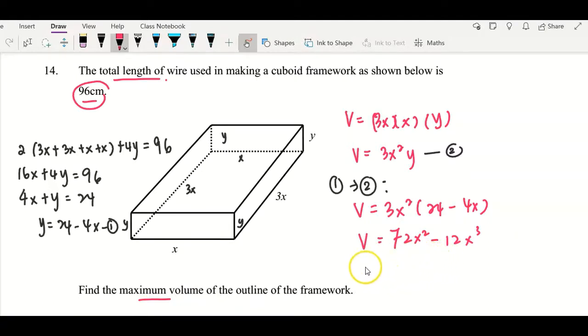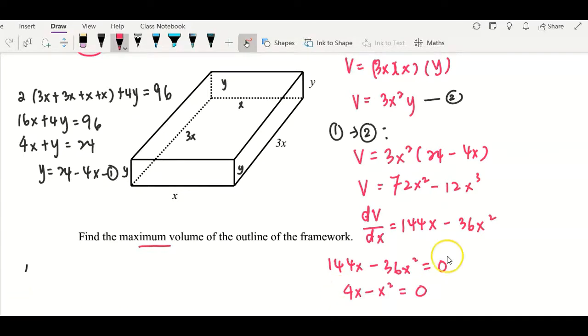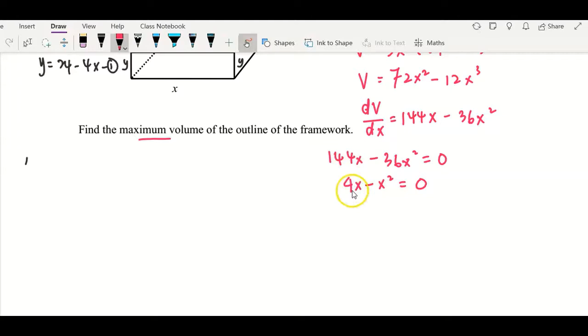To get the maximum V, we need to find dV/dx, and then we let dV/dx equal 0. So I have 144x minus 36x squared. To get the maximum V, we let dV/dx equal 0, meaning that 144x minus 36x squared equals 0. Okay. Divide both sides by 36, you have 4x minus x squared equals 0. Then you can factor out the x. You have x times 4 minus x equals 0, then one answer is x equals 0. The other answer is x equals 4.